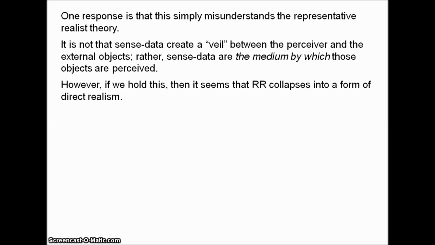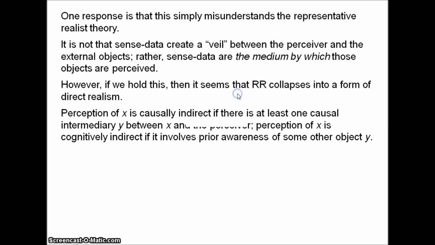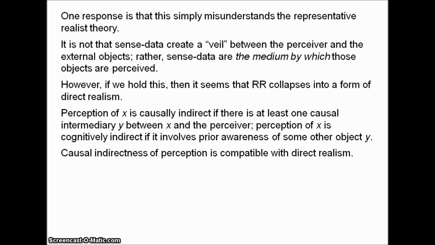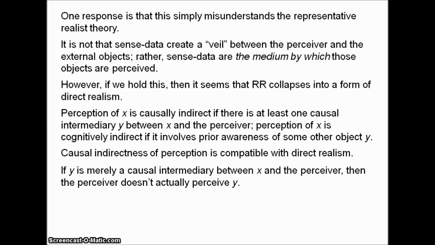Recall again the distinction we drew between causal intermediaries and cognitive intermediaries. We saw that perception of X is causally indirect if there is at least one causal intermediary Y between X and the perceiver. Perception of X is cognitively indirect if it involves prior awareness of some other object Y. And we also saw that causal indirectness of perception is entirely compatible with direct realism. If Y is merely a causal intermediary between X and the perceiver, then the perceiver doesn't actually perceive Y. When we look at a table, we need light to see the table, but we don't see the light, we see the table, except in certain special circumstances.